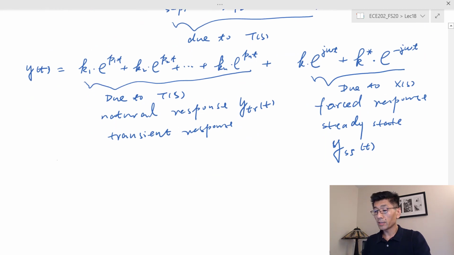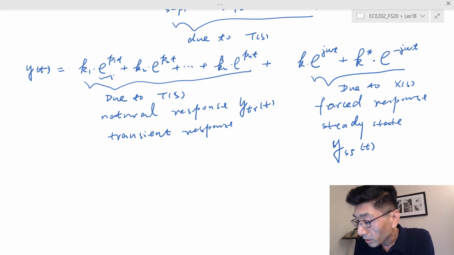So in this case, we're interested in the steady state because the transient responses are going to disappear over time, right? For any stable system, the poles of the transfer function would have negative real parts. Therefore, each of these exponential terms will decay over time and then disappear when time goes to infinity. But for the steady state, we're trying to figure out the K.